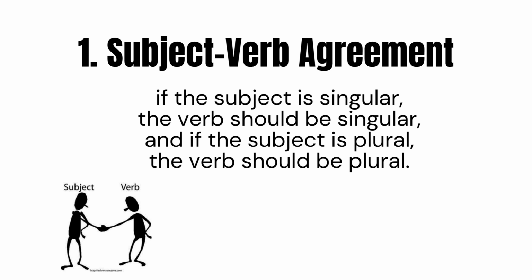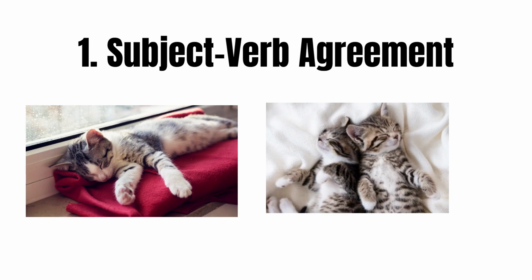For example, the cat is sleeping uses a singular subject and a singular verb, while the cat are sleeping is incorrect because the subject and verb do not agree in number.